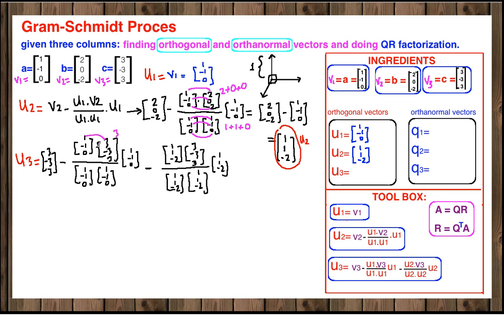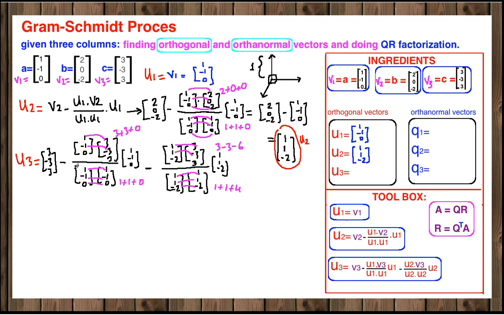1 times 3 is 3. Negative 1 times negative 3 is positive 3. Plus 0 times 3 is 0. So 1 times 1 is 1. Plus negative 1 times negative 1 is positive 1. Plus 0 times 0 is 0. So we finished this dot product. Let's do this one. 1 times 3 is 3. 1 times negative 3 is negative 3. And negative 2 times 3 is negative 6. 1 times 1 is 1, plus 1 times 1 is 1, plus negative 2 times negative 2 is positive 4.